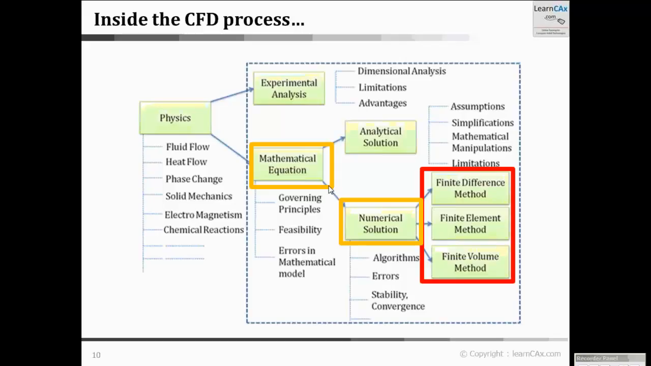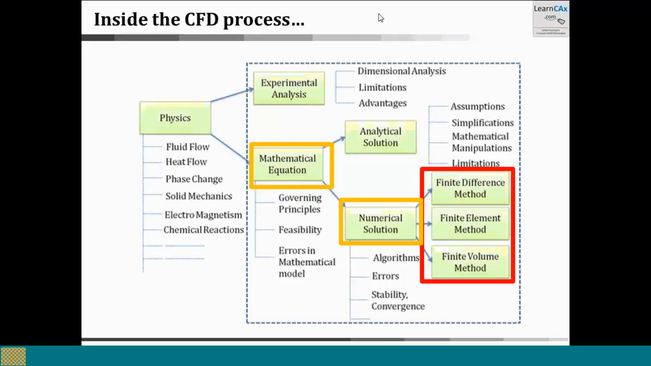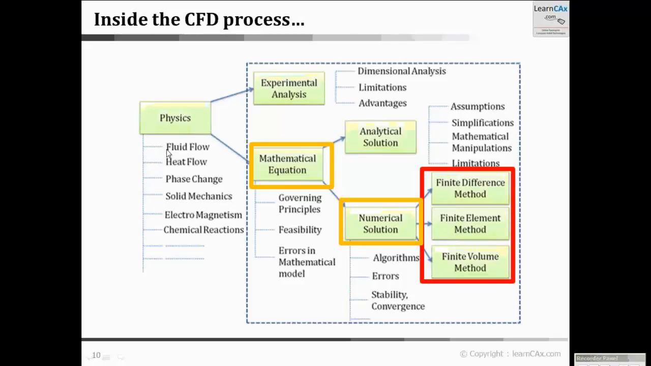Now let us see what happens behind this process, in the sense of what is solved and what goes on in the background. Whenever we do simulations, we have to solve for physics or understand physics in detail. The physics that we are solving can be fluid flow or heat transfer or phase change, solid mechanics, and various other scientific phenomena. In order to visualize or understand this physics, we can use either experimental analysis or mathematical equations which describe that physics.